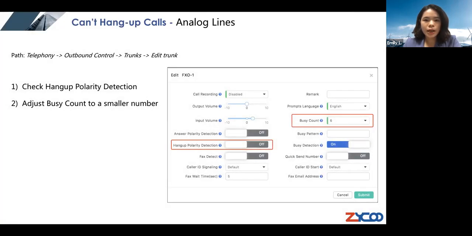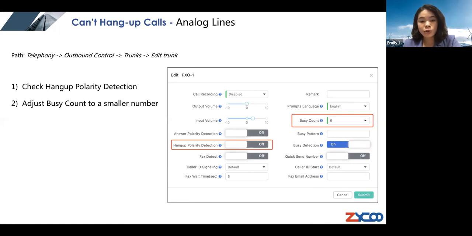Another common issue is that you cannot hang up a call. If you cannot hang up a call with analog lines, one thing you can check is the settings in the trunks. The hang up priority detection can be a possible parameter that affects this. The hang up priority detection should be off. In most cases, it has to be off.